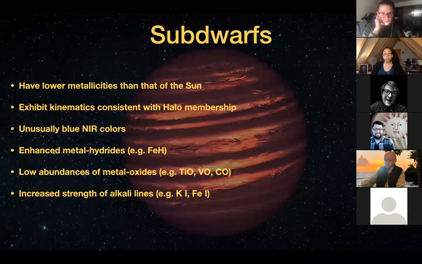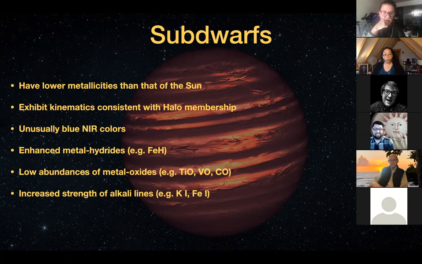So for my thesis work, I'm primarily focusing on these older objects called subdwarfs. These just have metallicities lower than that of the sun. They can either be very old low mass stars or very old brown dwarfs, depending on their mass. Their kinematics exhibit consistent membership within the galactic halo. They have unusually blue near-infrared colors, and special features that stand out are enhanced abundances of metal hydrides, low abundances of metal oxides, and increased strengths of alkali lines. So these objects are really interesting to look at if you want to understand how metallicity affects the features we see in spectra.